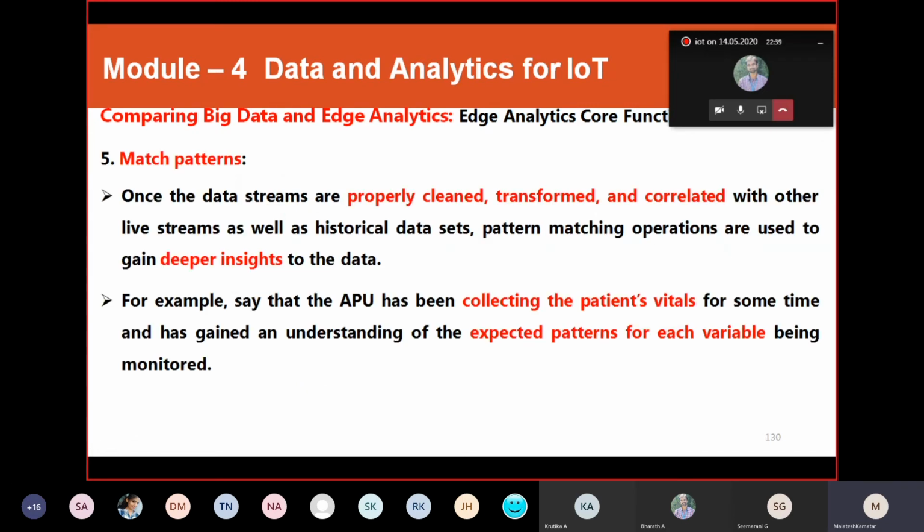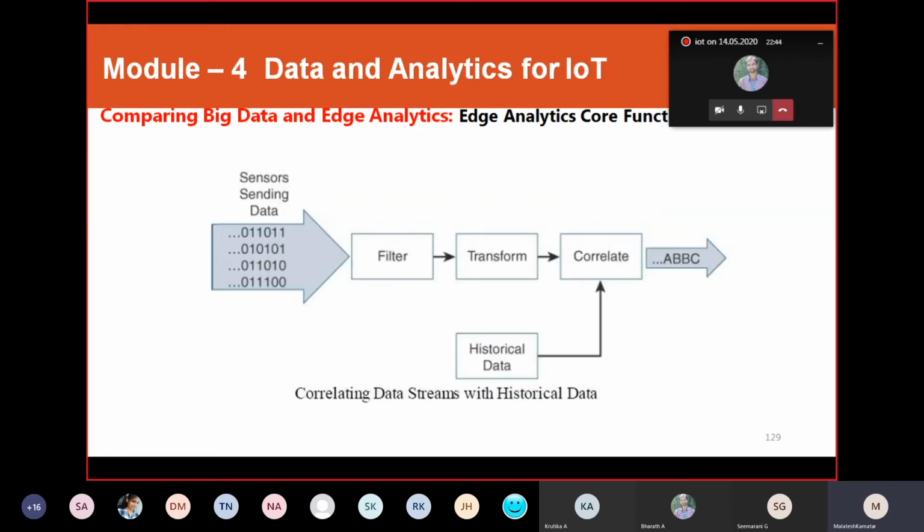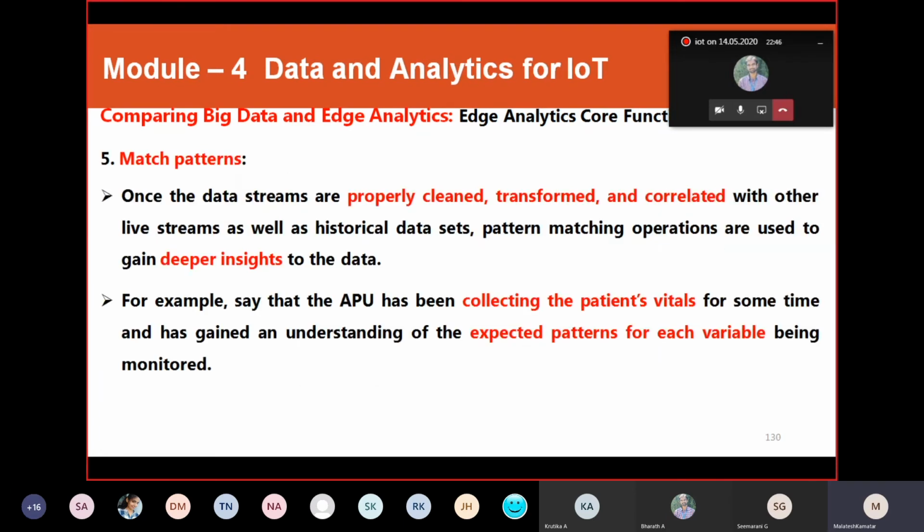And the fifth function of edge analytics is match patterns. Once we have filtered, transformed and correlated, next we have to match some patterns. That means the data streams are properly cleaned, transformed and correlated with other live streams. Later we should use some pattern to check whether it is matching. I have already predefined it. For example, you want to match the current situation. When you take a sample of a particular patient, you should match whether it is a positive sign or negative sign for a particular patient or a particular virus. Then we use some pattern.